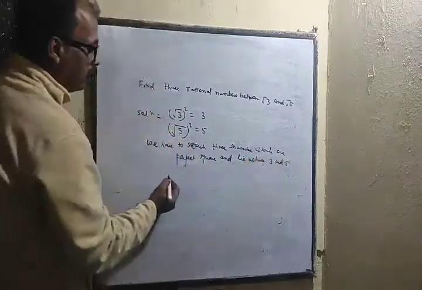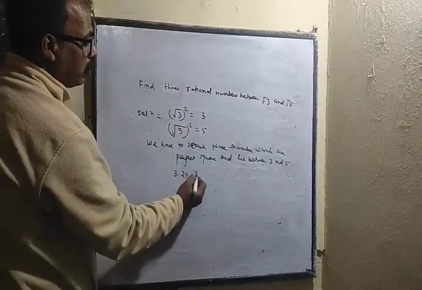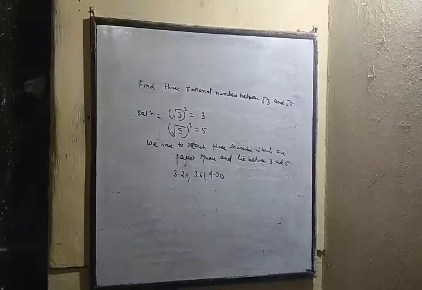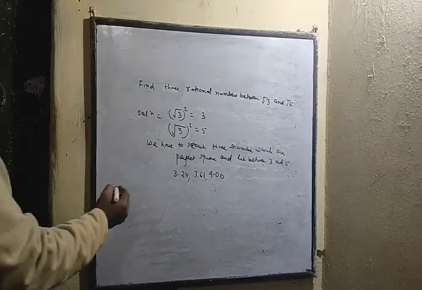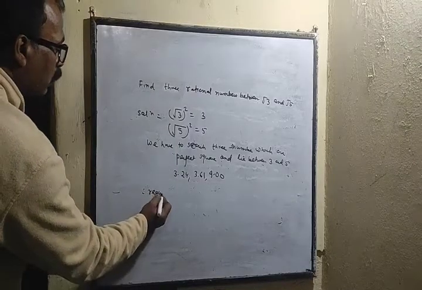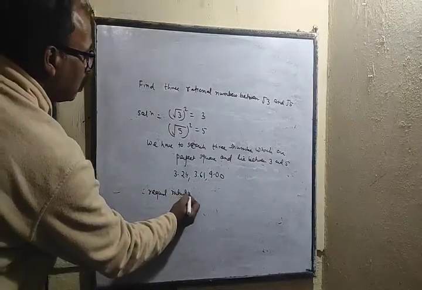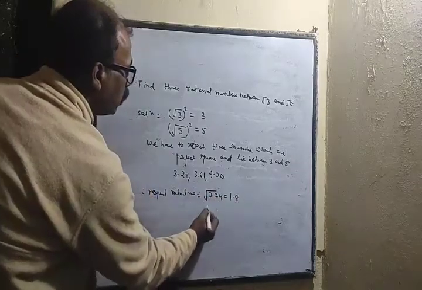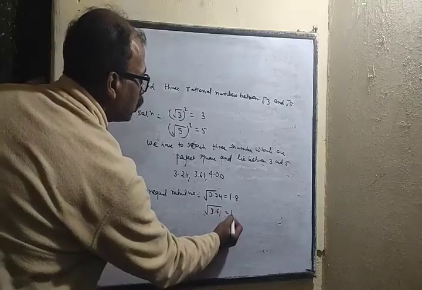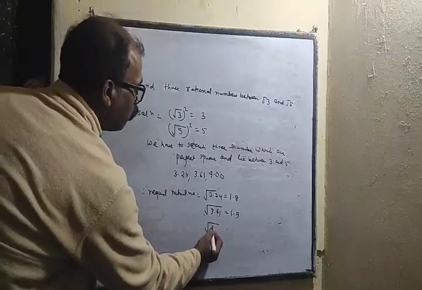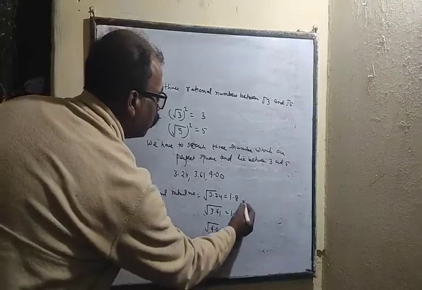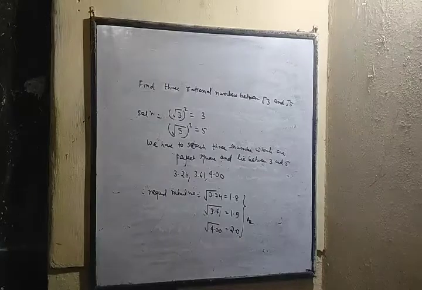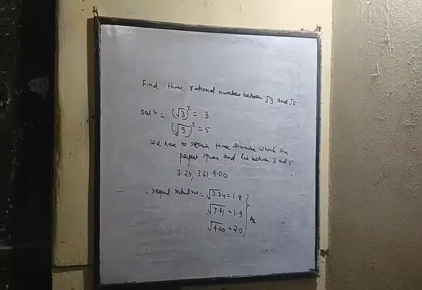So you will find that 3.24, 3.61, 4.00 are perfect square numbers and they lie between 3 and 5. Hence the required rational numbers will be root over 3.24 that is equal to 1.8, root over 3.61 that is equal to 1.9, and square root of 4.00 that is equal to 2.0. These three will be your required rational numbers between the two irrational numbers root 3 and root 5.